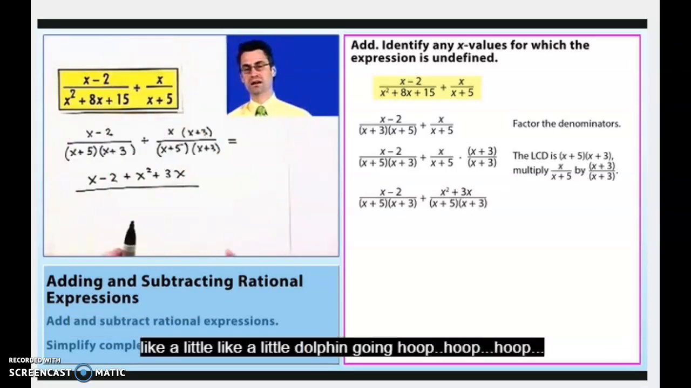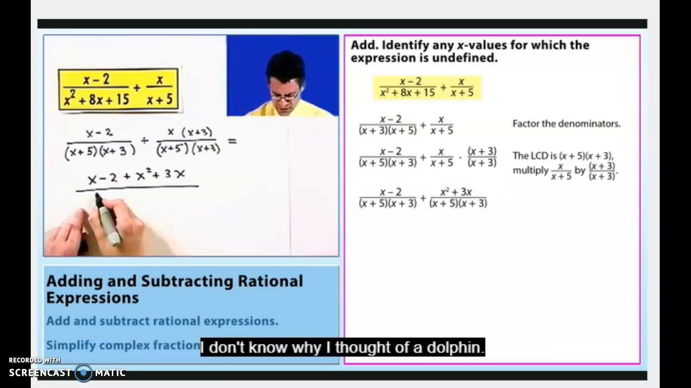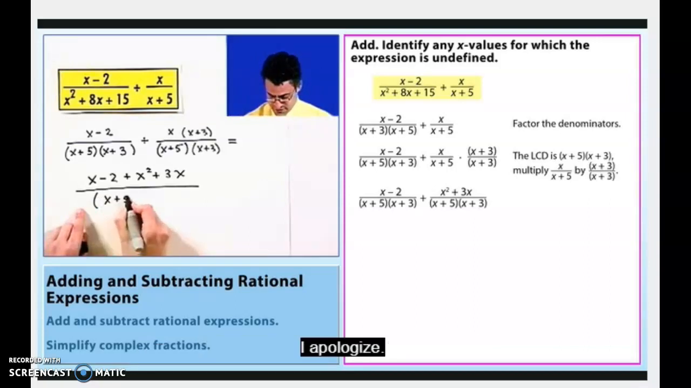Like a little dolphin going, ooh, ooh, ooh. I don't know why I thought of a dolphin. I apologize.